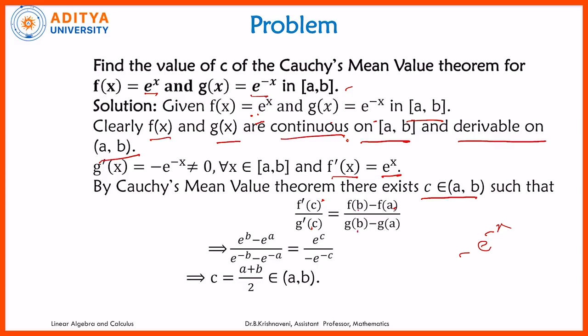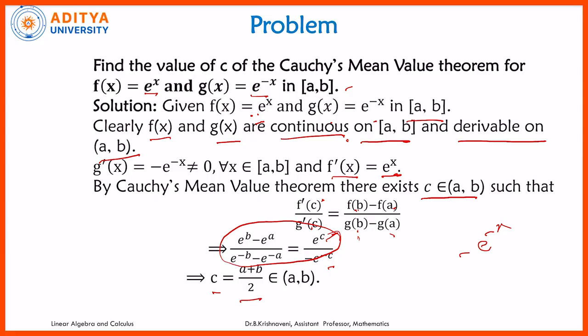F dash x is e power x, so f dash c by g dash c means e power c divided by minus e power minus c, equal to f of b minus f of a, that is e power b minus e power a, divided by g of b minus g of a, that is e power minus b minus e power minus a. Simplify this to find the value of c, and you get c equal to a plus b by 2.